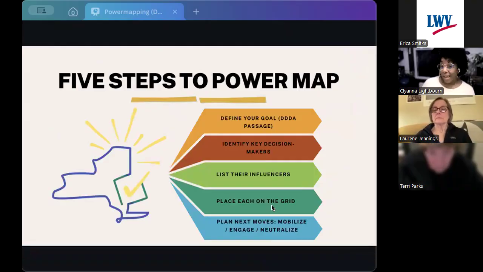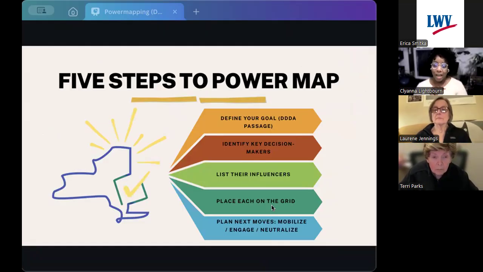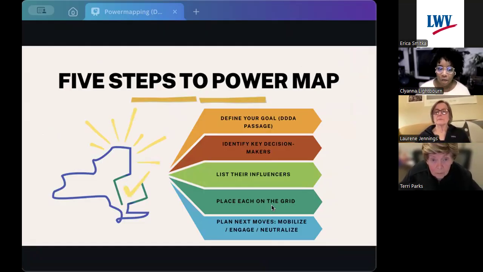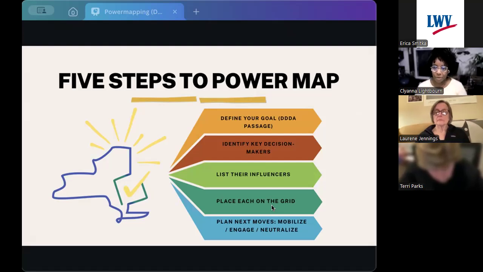So I would like to offer an exercise for folks, if that's okay. What I'd like to do is to think about a campaign, or maybe something that you would like to see happen, whether it's getting the potholes filled in your neighborhood or the like. So we're going to take these 5 steps to Power Map. We're going to define our goal. The one that I'm using today, of course, is the passing of DDDA.